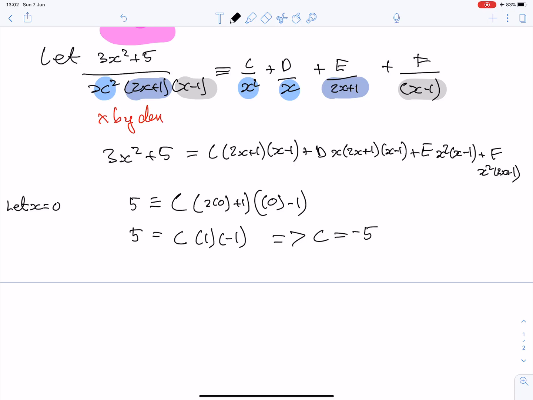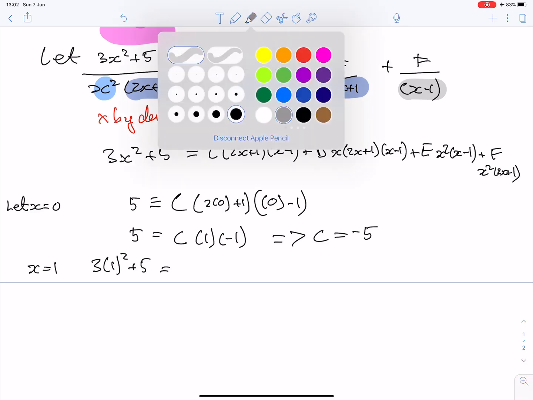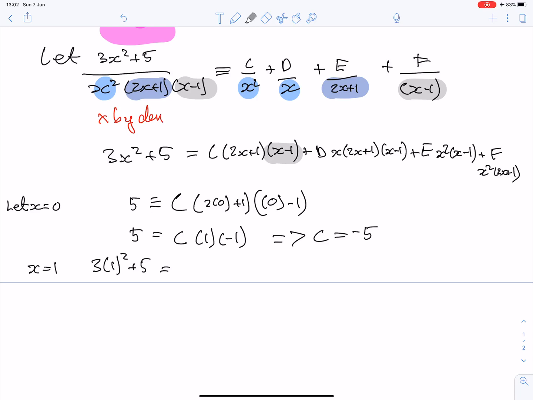Well, I would suggest x equal to 1 is a pretty good thing to pick because that's going to get rid of loads of terms for us as well. So 3 lots of 1 squared plus 5 is equal to. Now, when I put 1 in here, the C term will become 0. In here, the D term will become 0. Here, the E term will become 0. So that only leaves us with the F term to work out. So those 3 will have become 0.